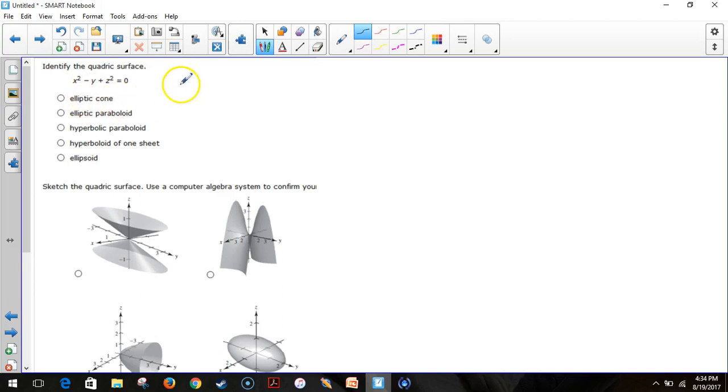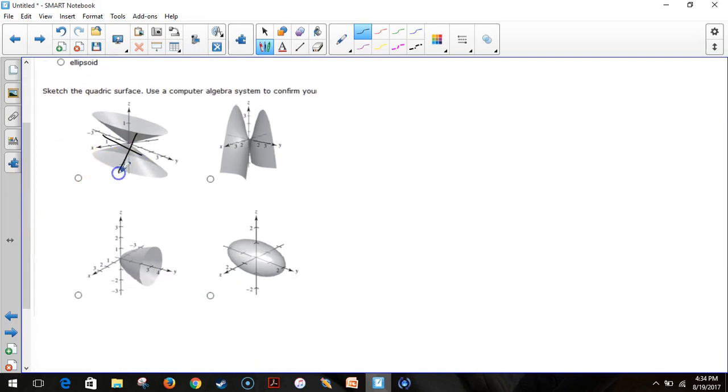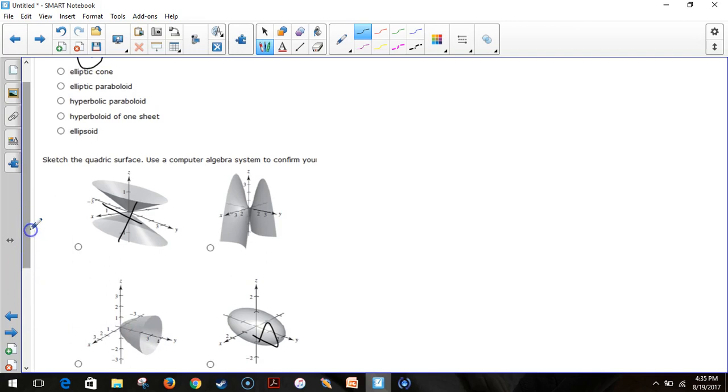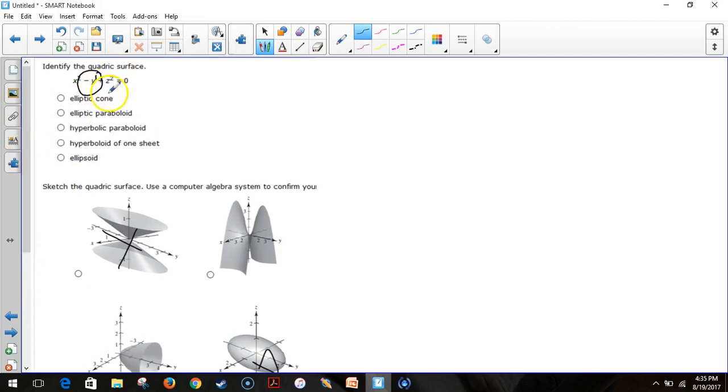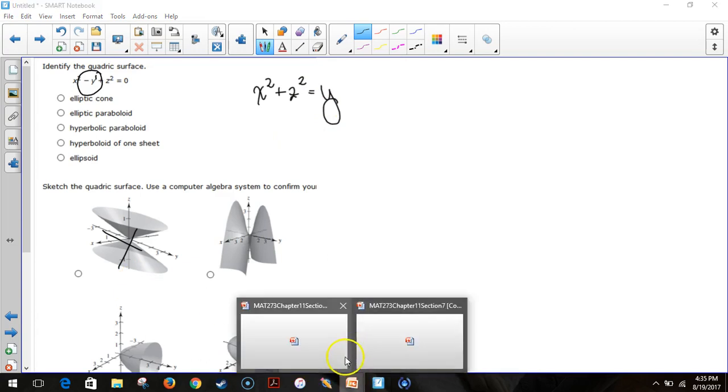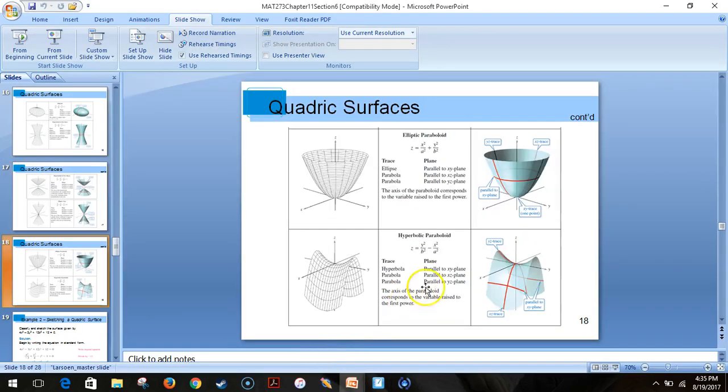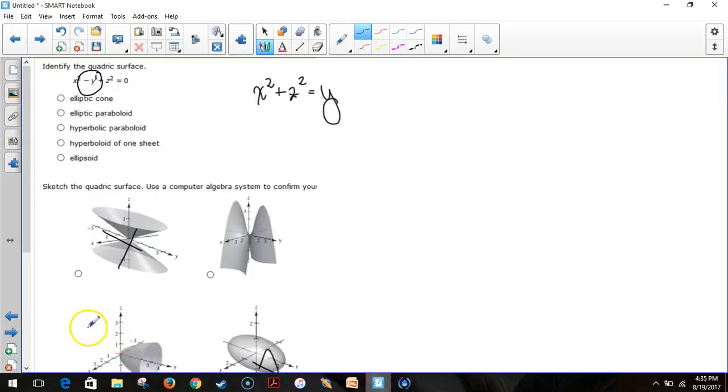X squared minus a y plus a z squared. All right, so y is to the first power. So I know I am definitely dealing with either the saddle or the elliptic paraboloid. I have the subtraction. So, well, that would be x squared plus z squared equal to a y. So I have a plus, and I don't have the subtraction. So I am looking at this one. So it must be this one right here.